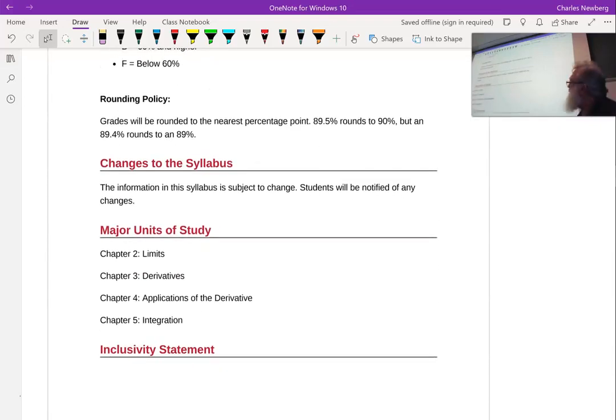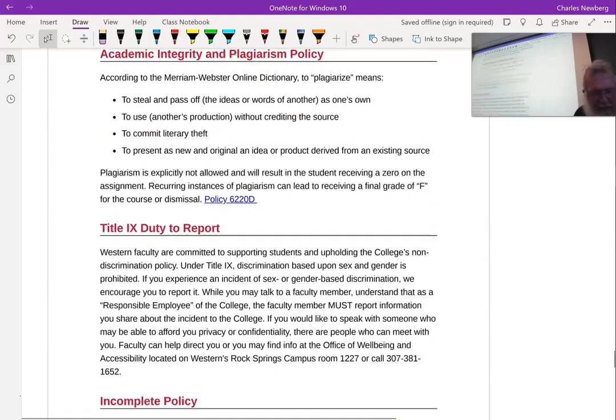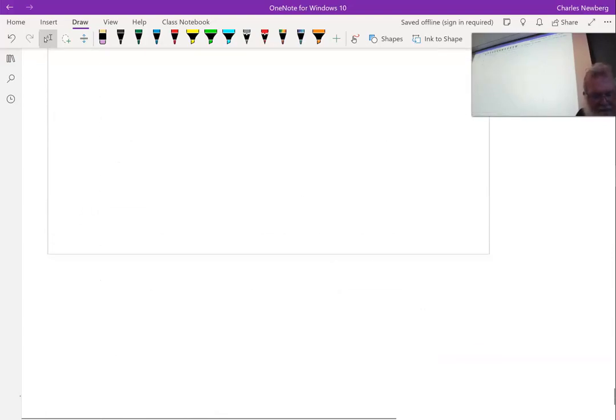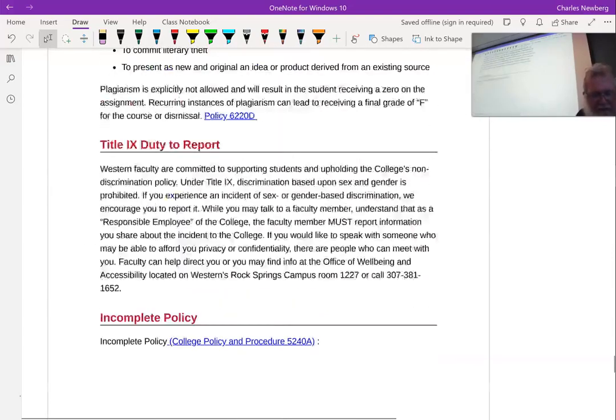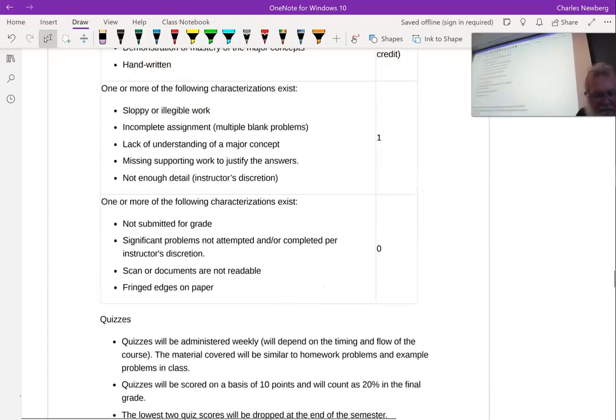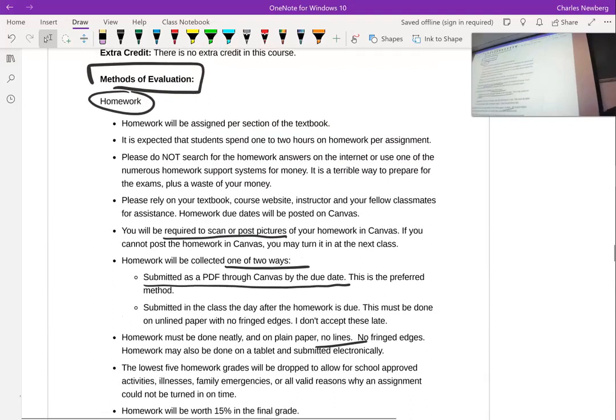And our major units of study, 2 through 5. So we start in chapter 2 today, and we end in chapter 5. The rest of this is all boilerplate stuff, and so forth. Somewhere along the way, and this is a new syllabus template, and I still haven't gotten used to it, somewhere along the way we didn't talk about calculators.